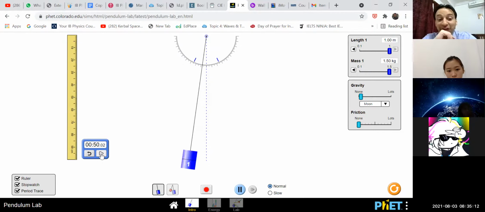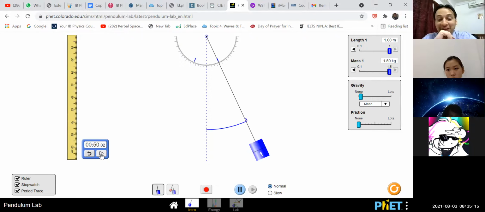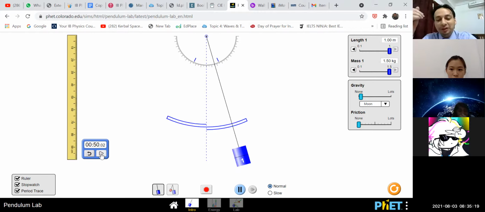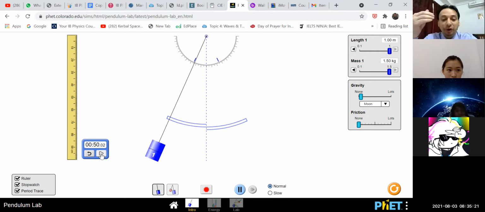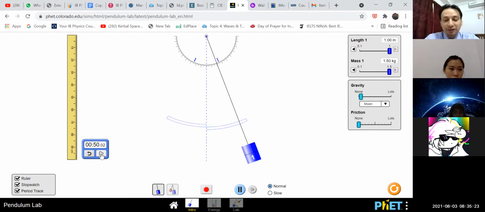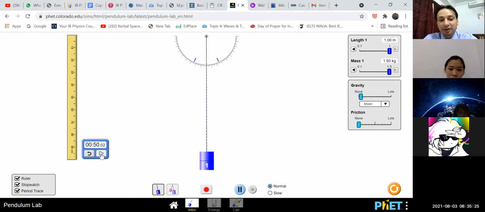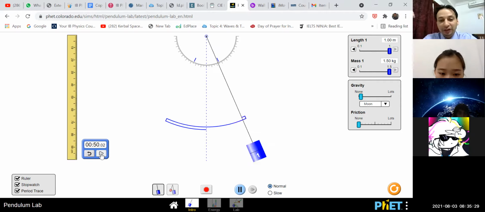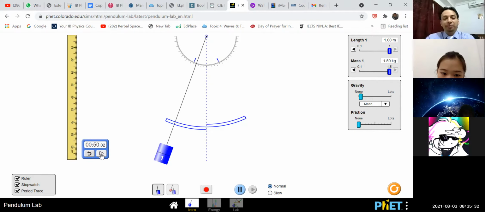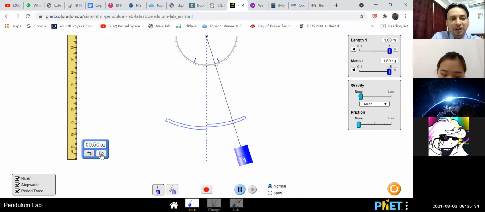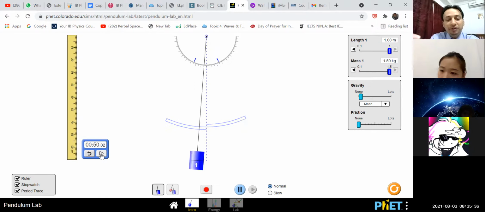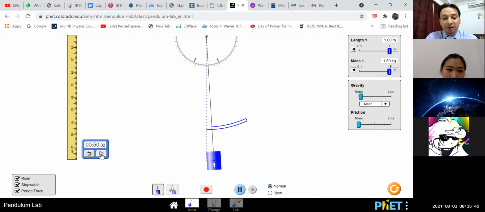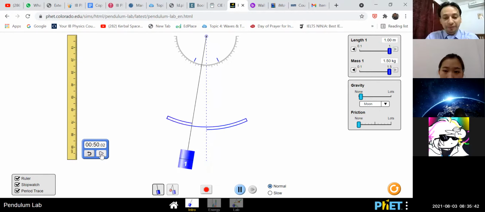It is 50 seconds for the 10 oscillations, and 50 divided by 10 is around 5 seconds. So the pendulum is taking around 5 seconds. Gravity is less, time period is increasing, children. Gravity is less, time period is increasing. So I can conclude that there is an inverse relation between time period and gravity.